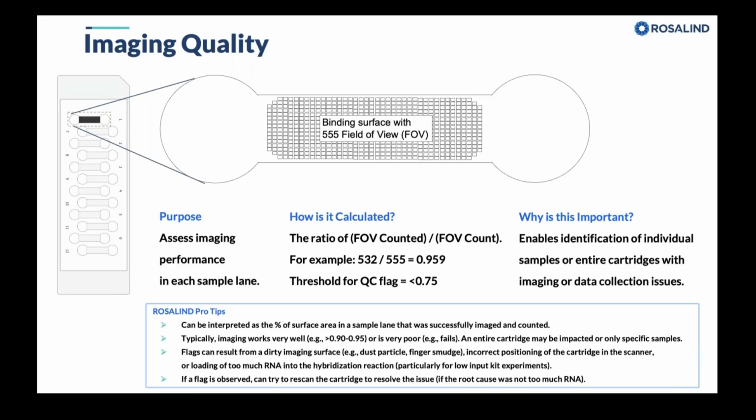Also, if you have too much RNA loaded in the sample, I'll talk about this in the next metric, binding density. But if you actually have too many probes on the surface here, imaging fails because the barcodes overlap. But I'll talk about that in the next slide here. So takeaway from here is if you see a flag for imaging quality, the only thing you can really do is just try to rescan the cartridge. If the root cause of the flag was that there was too many barcodes on the imaging surface, you can't do anything. But if maybe the cartridge was tilted or there was some dirt or something on the imaging surface, simply reload the cartridge and scan it again. So that's the first metric, imaging quality.